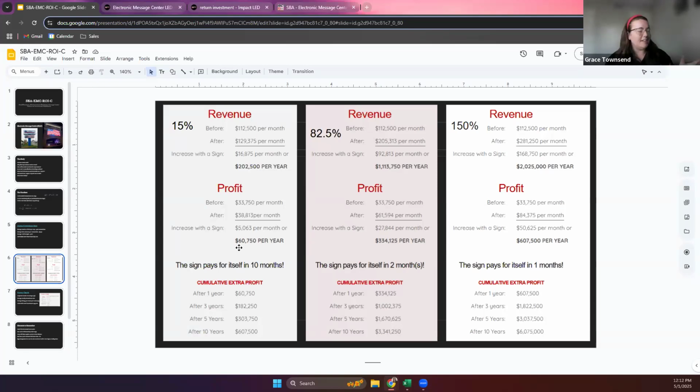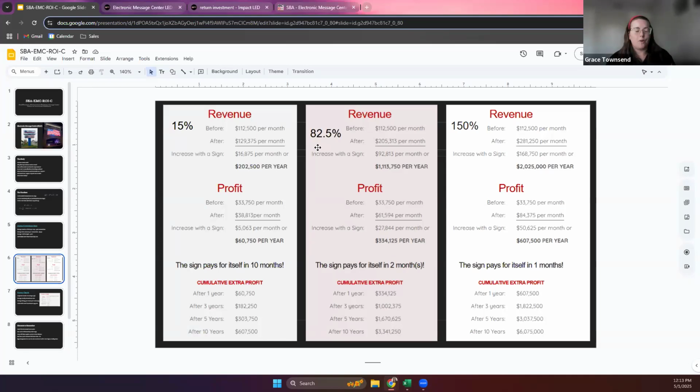Using this calculation with the initial investment of a $50,000 sign, which is a nice sign, that sign on the low end of increase in business pays itself off in 10 months. In less than a year, the sign makes itself back. Not only that, but the sign will live up to 20 years. After 10 years of having that sign, it will have generated an additional $607,000 for this business and still be running great.